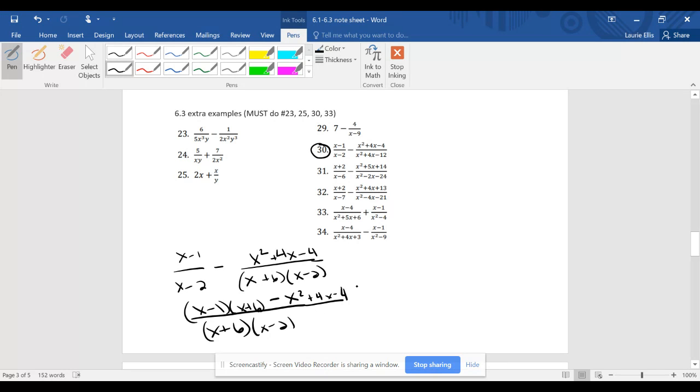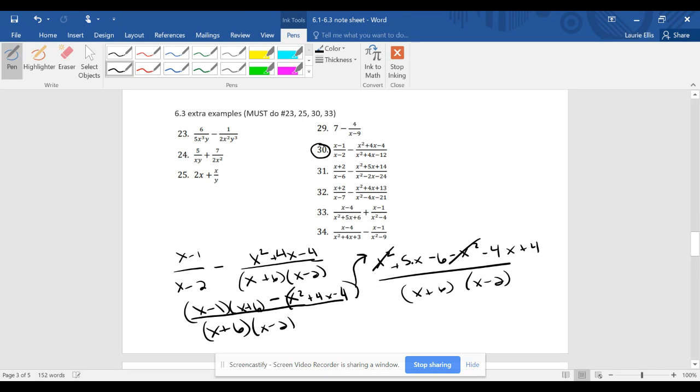Okay, so now I'm going to simplify. I'm going to multiply the first two binomials. So I get x squared plus 5x minus 6 minus, I should have put parentheses in here, my bad, sorry about that, x squared minus 4x plus 4. And that is all over x plus 6 times x minus 2. Okay, so in my numerator, the x squareds cancel. I'm left with x minus 2 over x plus 6 times x minus 2.